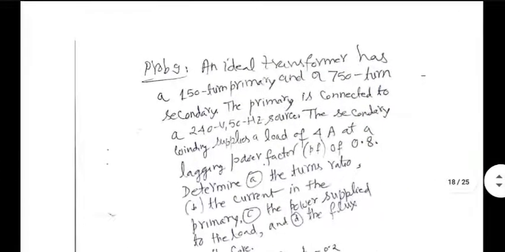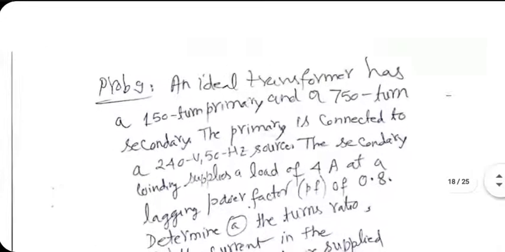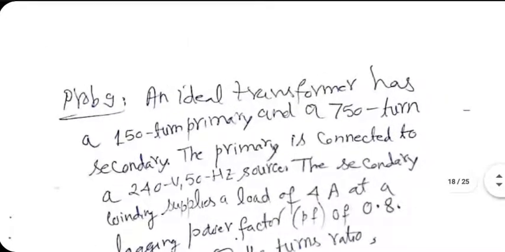Okay, this one, let's see. Again, a simple one, it seems. An ideal transformer, that means it is lossless, has a 150 turn primary and a 750 turn secondary. So it is a step-up transformer. The primary is connected to a 240 volt 50 hertz source. There's no mention of the impedance of the source, so we will ignore it.